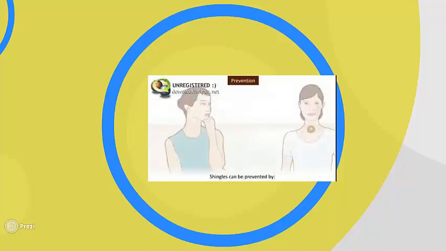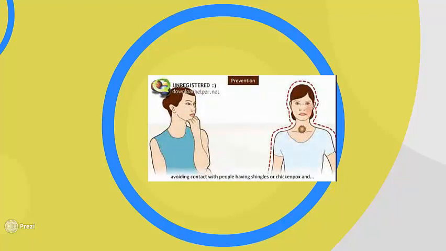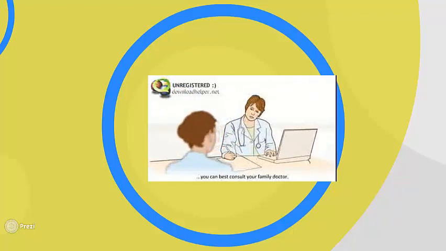Shingles can be prevented by avoiding contact with people having shingles or chickenpox and getting vaccinated with the herpes zoster vaccine. For any further information or advice, you can best consult your family doctor.